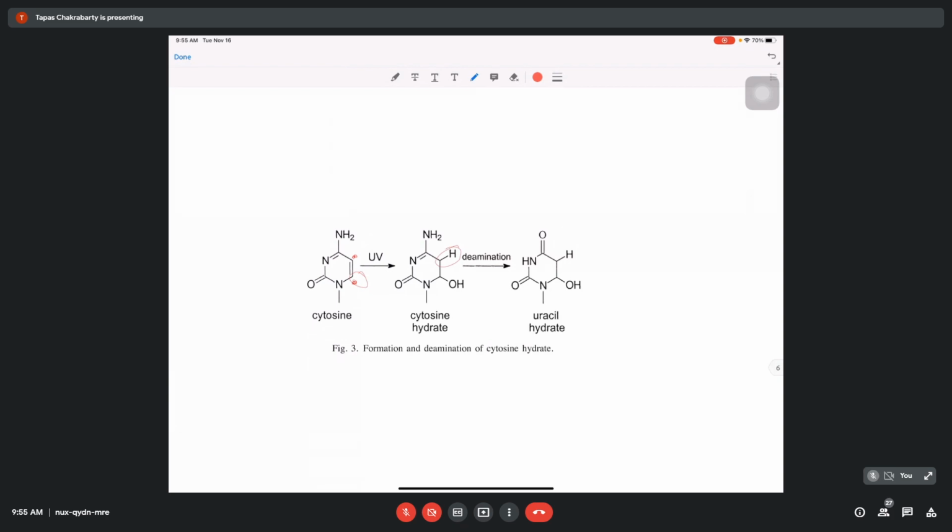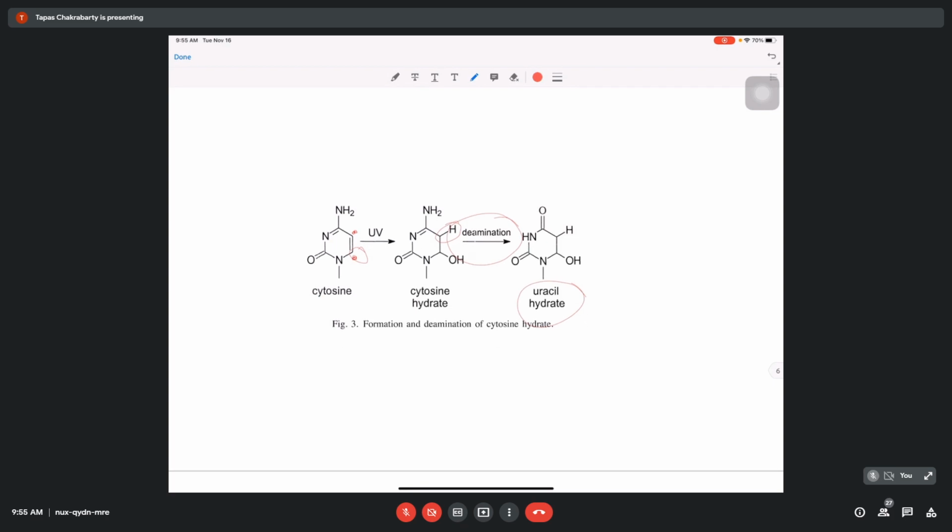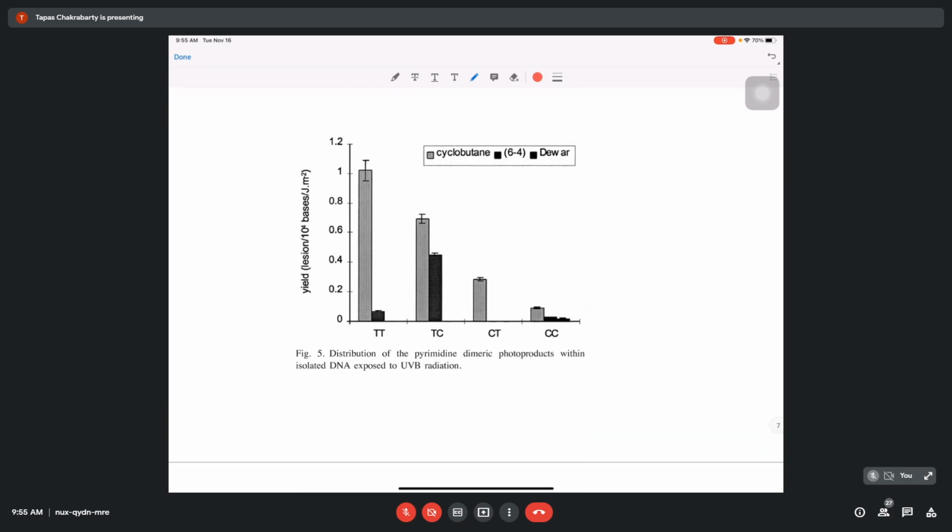And this cytosine hydrate can undergo further isomeric changes and, through deamination reactions, give rise to what is called uracil hydrate. So many kinds of photoproducts have been identified, but the origin of all these chemical reactions is actually this radical formation.